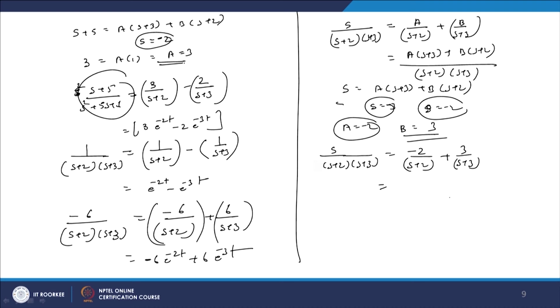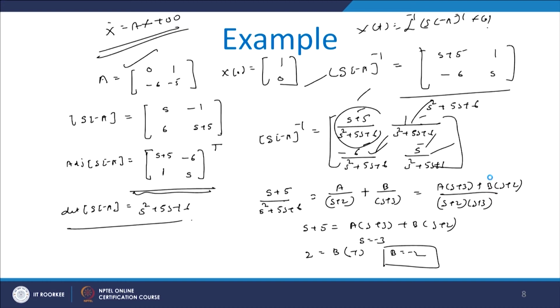And if you take the inverse Laplace transform of this, we get minus 2 e raised to minus 2t plus 3 e raised to minus 3t. So now we have considered all the individual transfer functions, and now we combine them in one matrix and then multiply with the initial conditions.